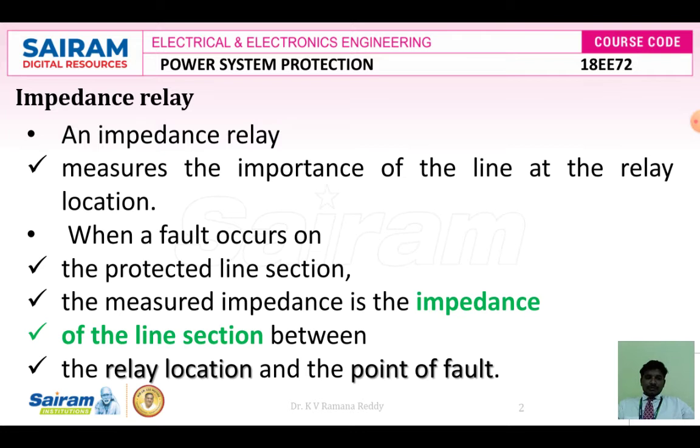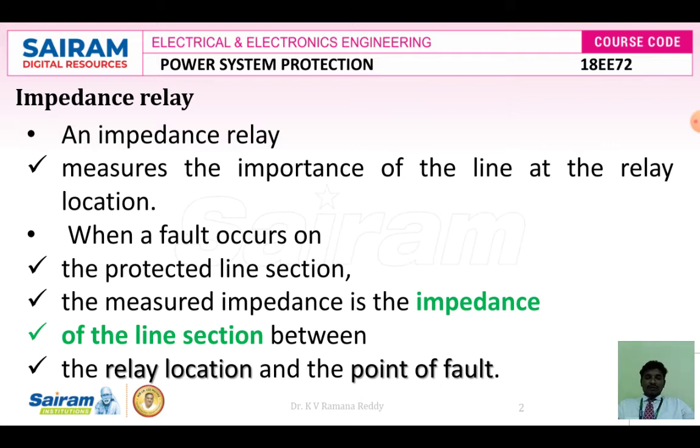An impedance relay is simply a relay which measures the impedance of the line at the relay location from the fault location. When a fault occurs on the protected line section, that means wherever the line we have to protect, if a fault happens, then the measured impedance is the impedance of the line section between the relay location and the point of the fault.